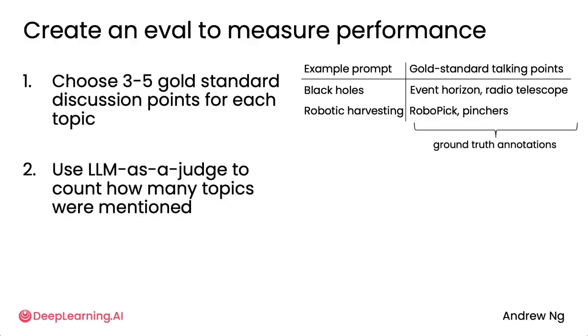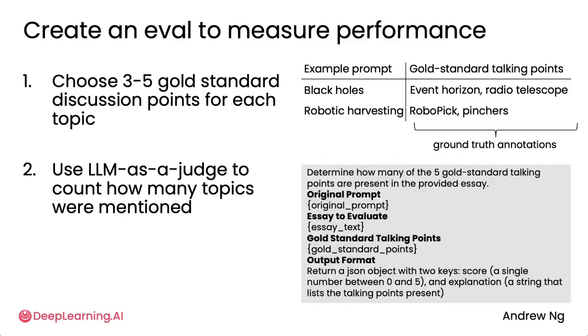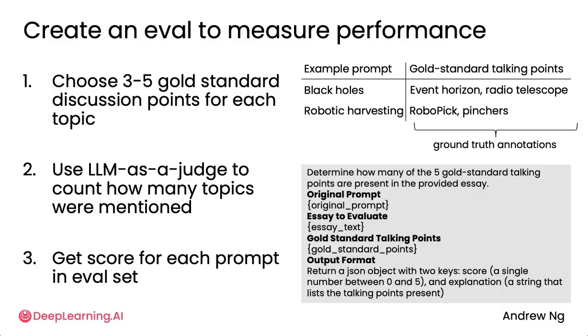With these ground truth annotations, you might then use an LLM judge to count how many of the gold standard talking points were mentioned. And so an example prompt might be to say, determine how many of the 5 gold standard talking points are present in the provided essay. You have the original prompts, the essay text, gold standard points, and so on, and have it return a JSON object with 2 keys that scores how many of the points, 0 to 5, it scored, as well as an explanation. And this allows you to get a score for each prompt in your evaluation set.